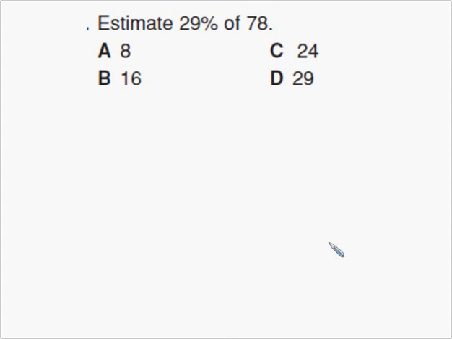So now we're going to estimate 29% of 78. And we're not really rounding. We're looking for compatible numbers. I can't multiply by 29% very well, but I can with 10%, and 10% is 1/3 of 30%. Also, 78 is kind of a tough number to work with. I think it's pretty compatible with 80. So I'm going to think of this as 80, and I'm going to think of this as 30%.